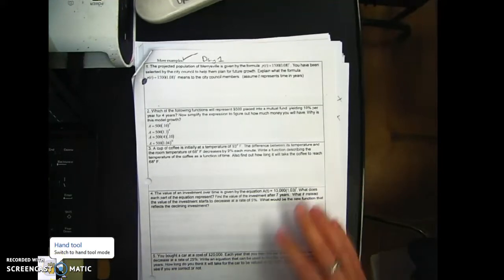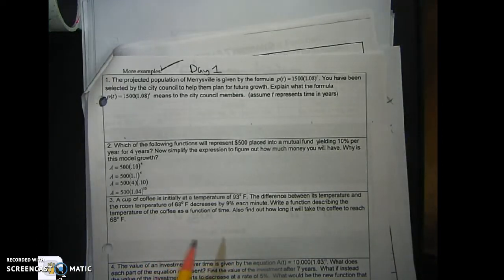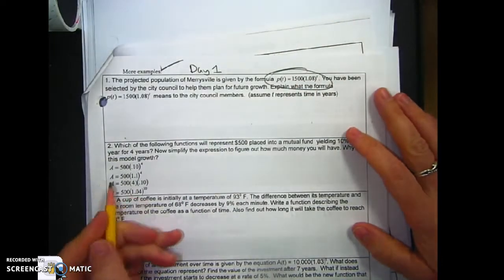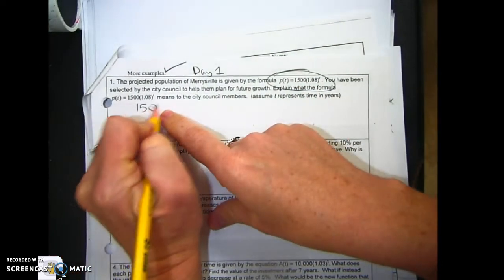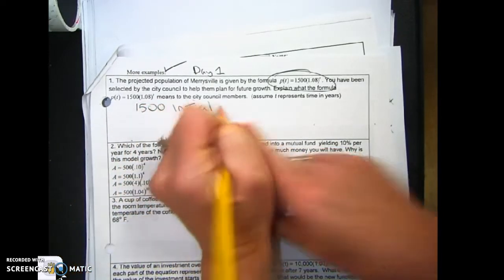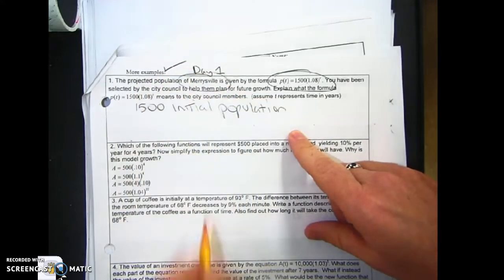So this is your homework, but it's more examples. So hopefully you'll try the problem first and then check your answers. So it looks like what they want you to do is take this formula and say what each of the things mean. So 1,500 is the initial population. Initial means the start. The initial population of Marysville.